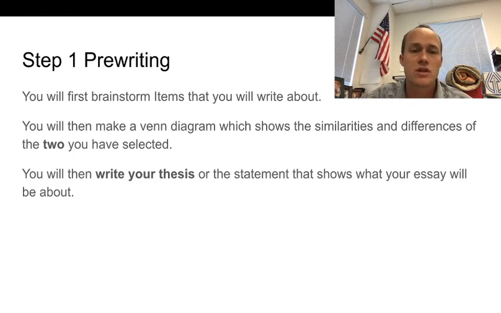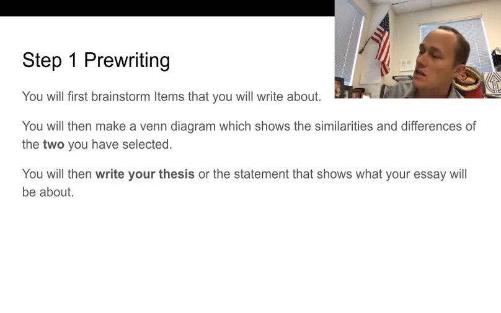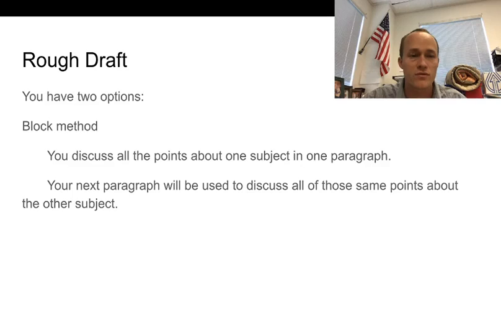So after you have selected, you're going to do that Venn diagram where you write out the things that are different and the things that are the same. And then you're going to write your thesis, or your statement that shows what your essay is going to be about. So if you're going to say, everyone needs a vehicle, that would be an introduction. Trucks and cars are similar, but each has its own advantage. That would be a good thesis statement. If you're going to talk about the advantages of one versus another, then that would be perfect.